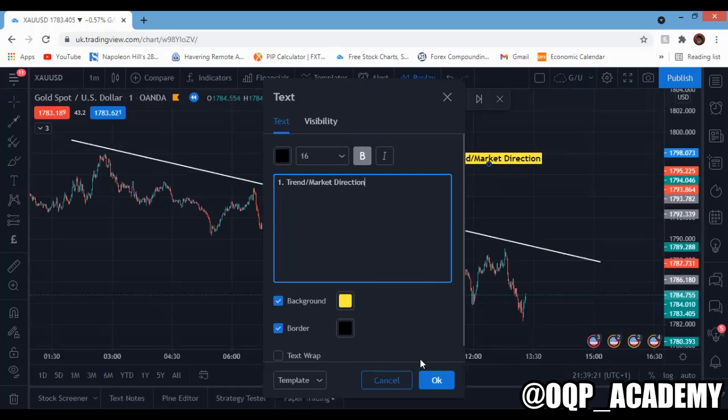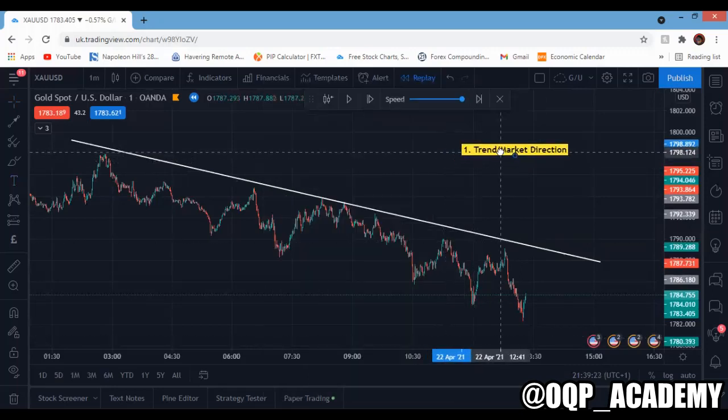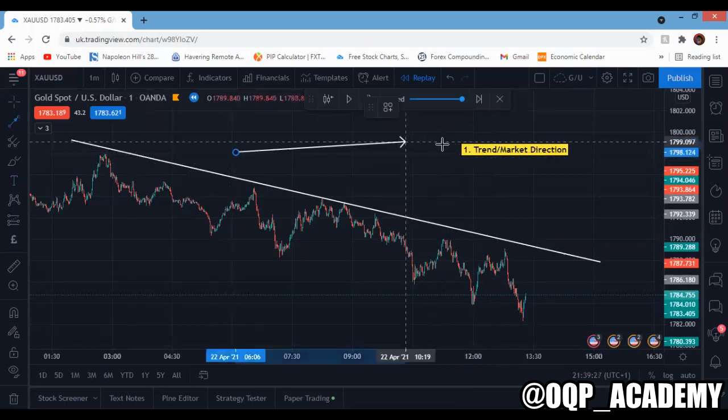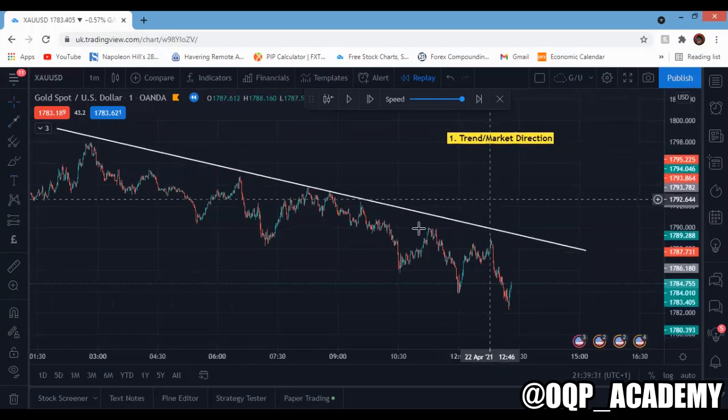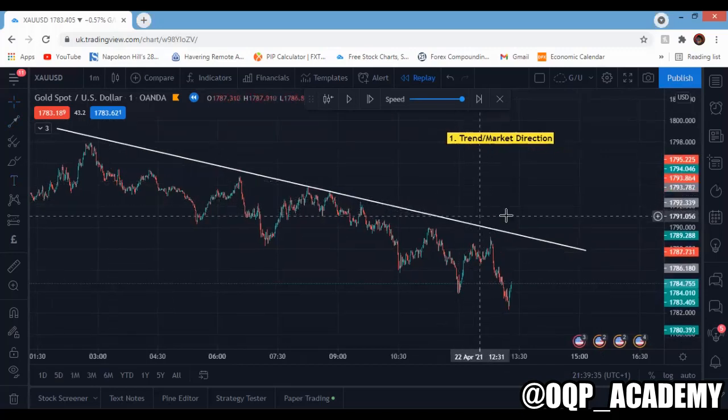Direction. Perfect. So the first thing we want to be looking at as soon as we jump in the market is where we're going. And I've illustrated that by number one, trend line. The second thing we want to be on the lookout for specifically is the trading range. Which trading range are we trading in right now?